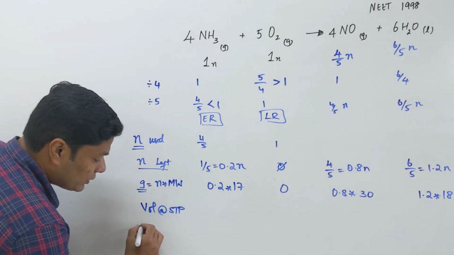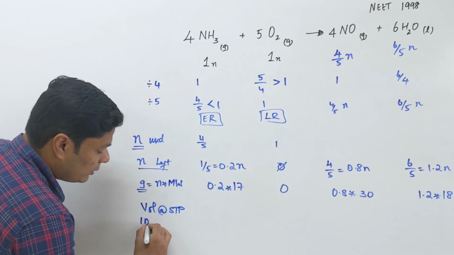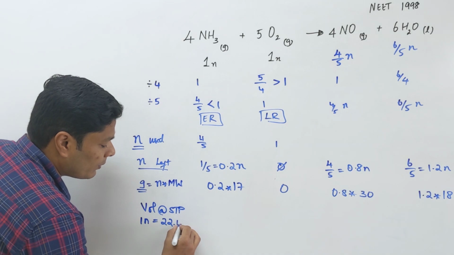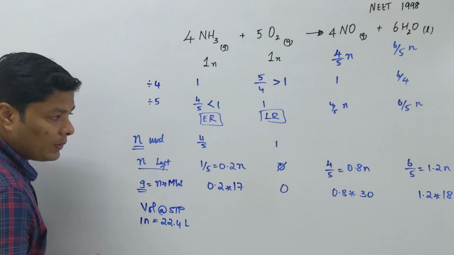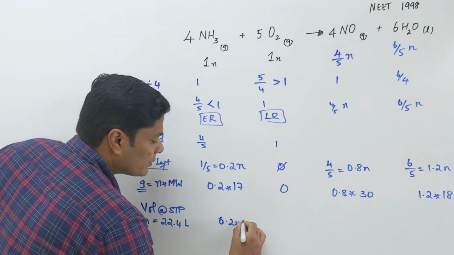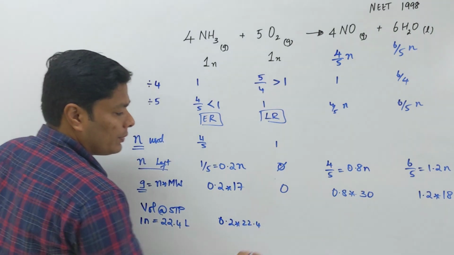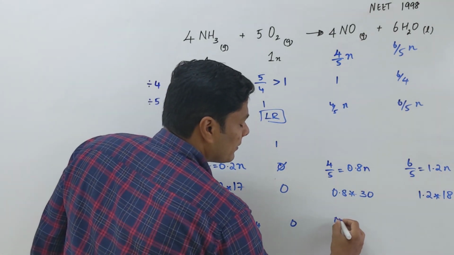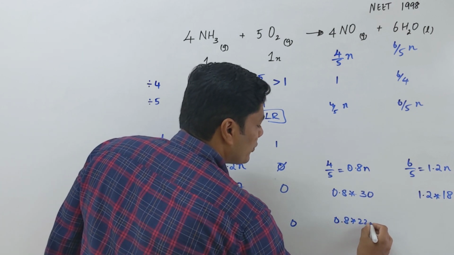Volume at STP. So STP, what do we know? 1 mole is equal to 22.4 liters. Okay? 0.2 moles, then how much will it be? 0.2 times 22.4. This is 0.8 times 22.4.